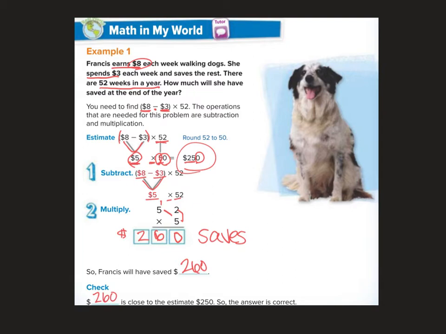But $260, which was our actual, is close to our estimate of $250. So the answer is correct. We did a good job.